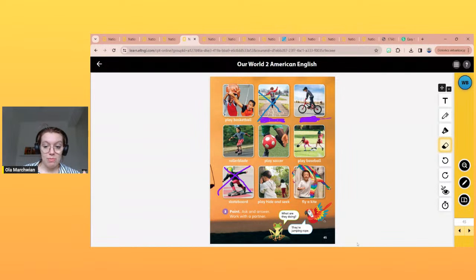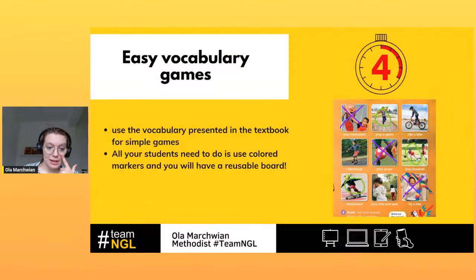Great. So remember, easy vocabulary games are really a way to go with Spark. And all your students need is colorful markers. They can choose their colors. And then you have the reusable board that you can use over and over again with your students.